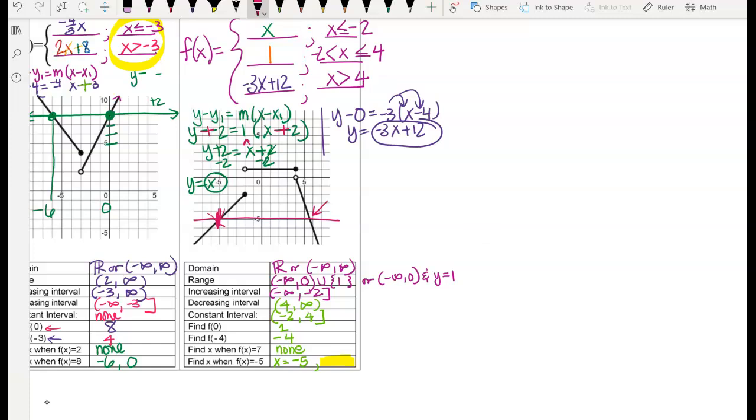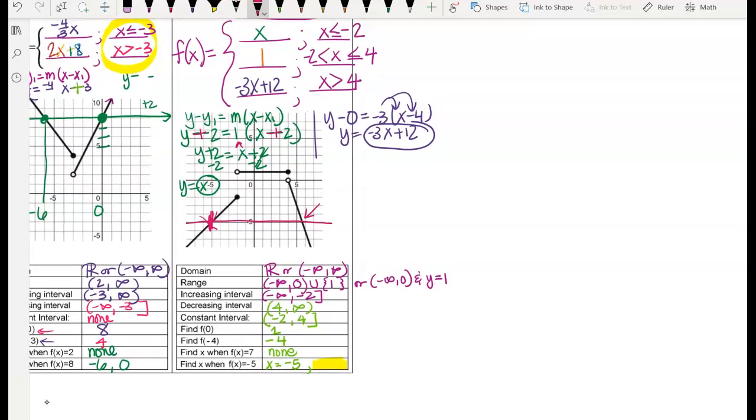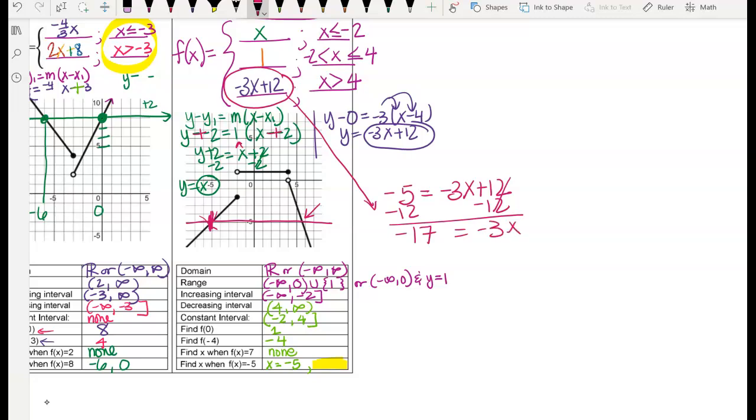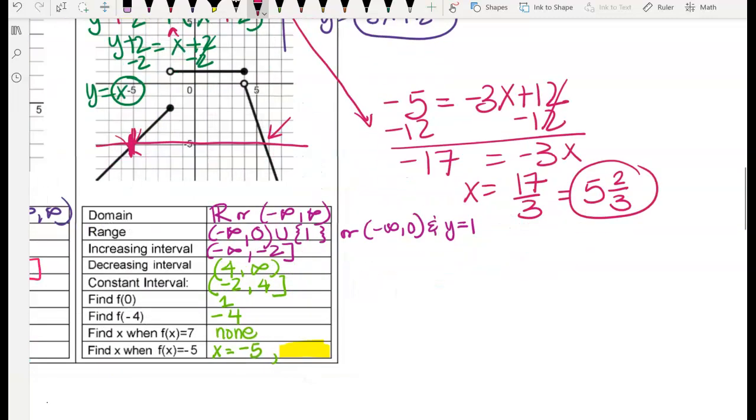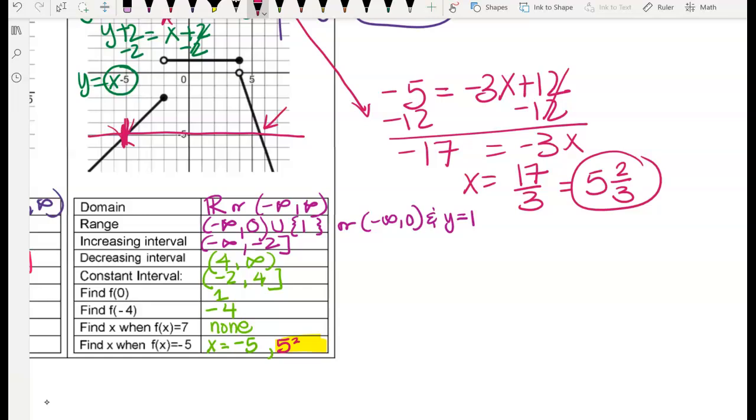So find x when y equals -5, meaning that we need to take this and set it equal to -5. So -5 equals -3x plus 12. Subtract 12 from both sides, so that's going to be -17 equals -3x. Divide both sides by -3, so x is going to be +17 over 3. If you want to put it in mixed number, I'm totally okay with that. That's going to give you 5. 5 times 3 is 15, so your remainder is 2/3, okay? So the second x value is positive 5 and 2/3.